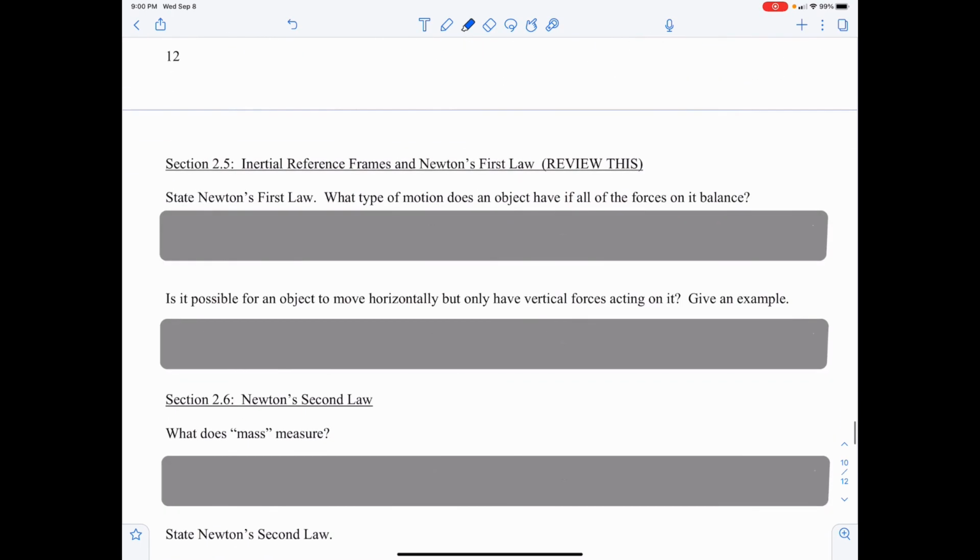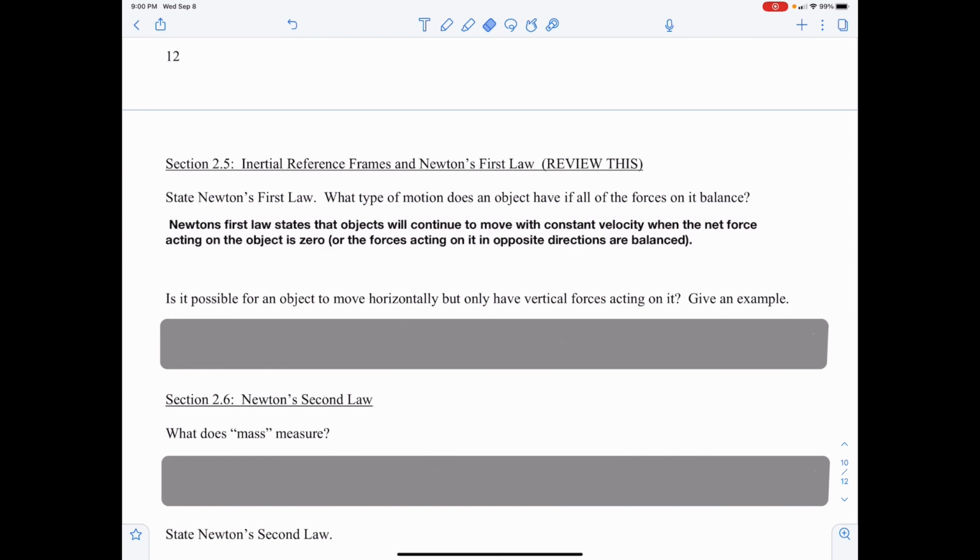Section 2.5, Inertial Reference Frames and Newton's First Law. Again, this is a review. State Newton's first law. What type of motion does it have if all the forces on it are balanced? Well, again, Newton's first law states that objects will continue to move with constant velocity when the net force acting on it is zero. And if the net force is zero, this means the forces acting on it in opposite directions are going to be balanced.